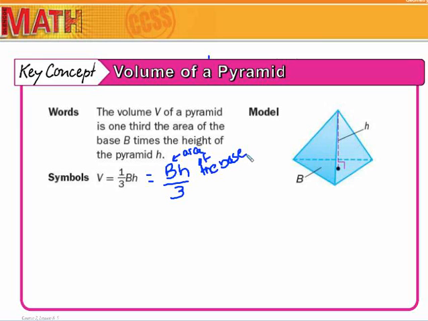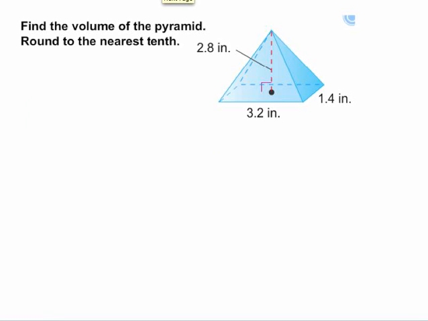All right, so let's try some problems. So our first problem, find the volume of the pyramid, round to the nearest tenth. So I take a look at the pyramid that I have. I'm going to name it. It's a rectangular pyramid. The base is a rectangle. And we know that the height is 2.8. So again, we know volume of a pyramid is the base area multiplied by the height of the pyramid, all divided by 3. So let's do some calculations.